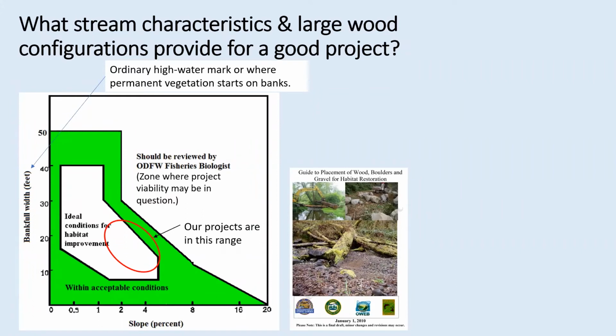And I extracted this graph on the left side, and you can tell in an instant, if you know the range of slopes of your creek, as shown on the horizontal axis, and then the bankfull width, or how wide your creek is when in high water, say once every year or two, like this past year when we had some high water. And you graph that intersection of those two areas, you can see where you are. If you look at that red ellipse that I show, that's about where the majority of our projects take place. And so we're in either an ideal condition for habitat improvement or pretty close, within acceptable conditions.